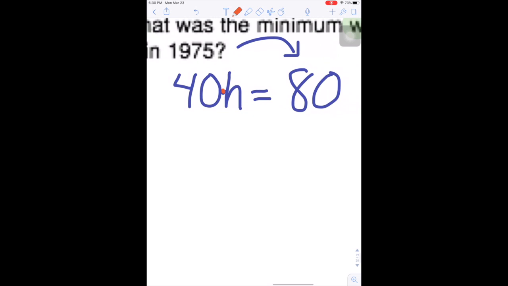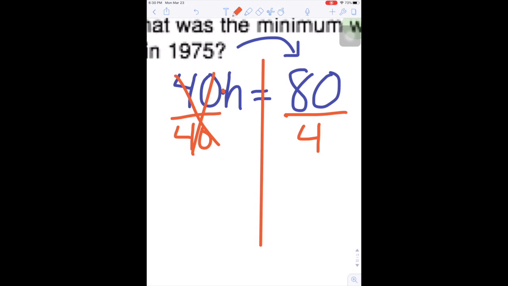And in order for us to solve, we're going to balance the equation, line down the middle. If they multiplied, we're going to do the opposite of multiply. So remembering what the opposite of multiply is, it is divide. Divide by 40. Go to your calculator.